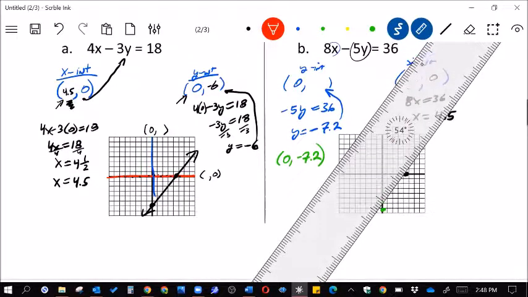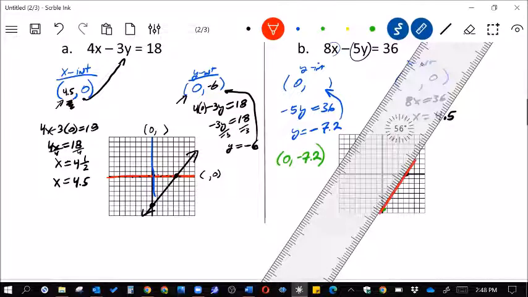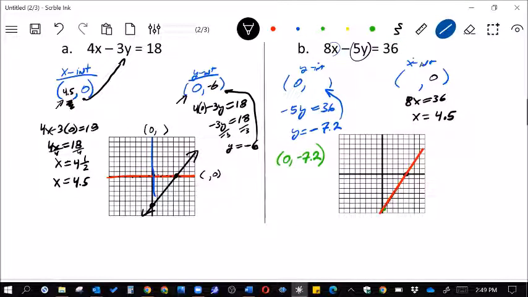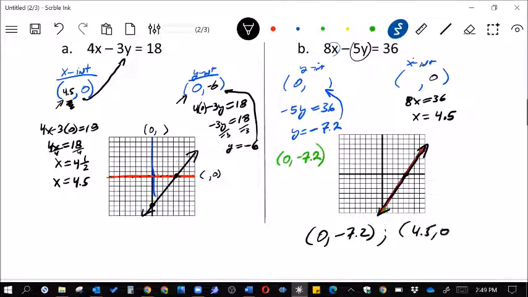Oops. It's not quite working, but maybe it will this time. Oh, I didn't mean to do it red. Let's do it in black, but that's okay. Hold on, let me clean this up here. Okay. So that's the line for this one. And the intercepts are 0, negative 7.2, and 4.5, and 0.